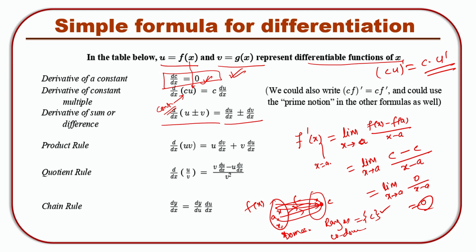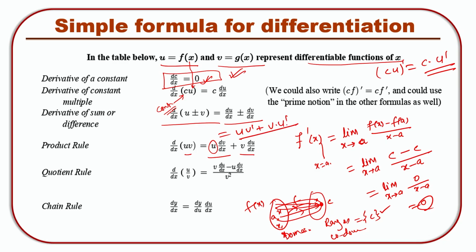Product rule, we had seen that the derivative of uv is equal to: one time you take one function as a constant and take the other one's derivative, and then plus, take the other as a constant and take the first one's derivative. So, u dv/dx plus v du/dx. It can be written as u v' plus v u', right?